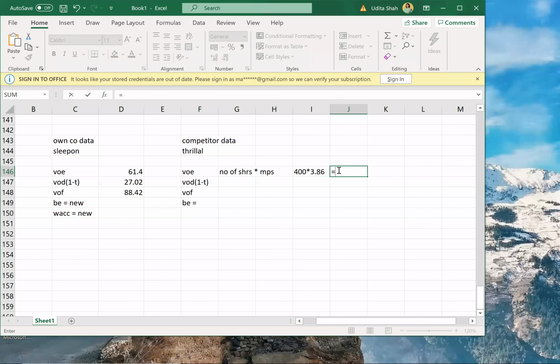So value of equity will be 400 into 3.86. Okay, 1544. Abdul, see what you have done. It is 400 into not 0.386. It will be 3.86.